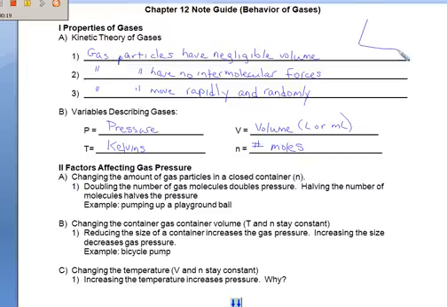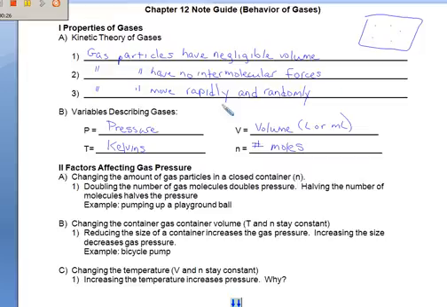So if we have a container that has gas particles in it, the size of the gas particles is very, very small. Secondly, we're going to assume that gas particles have no intermolecular forces, IMFs. In other words, they are not attracted or repelled by each other. And then lastly, gas particles move rapidly and randomly.